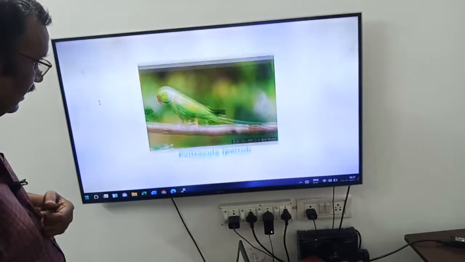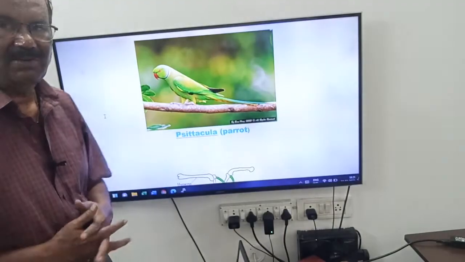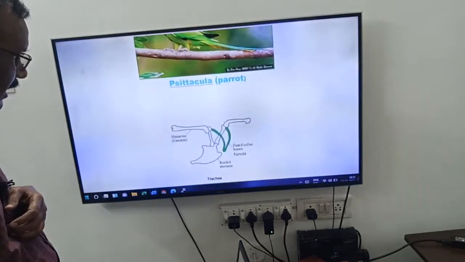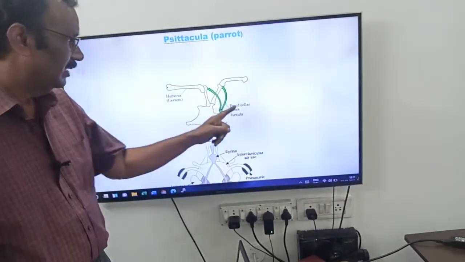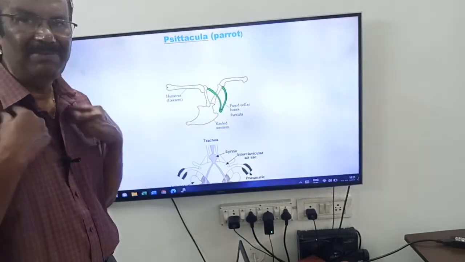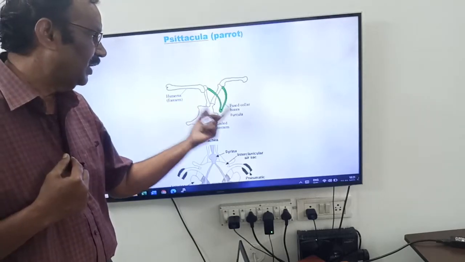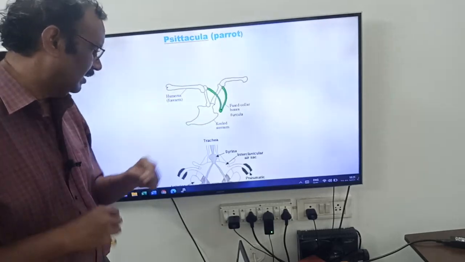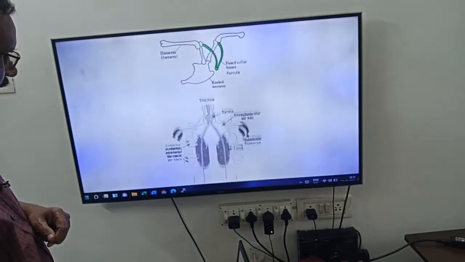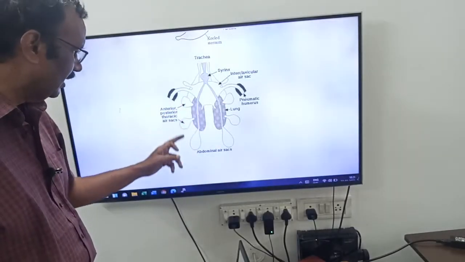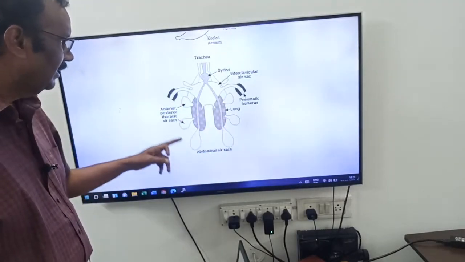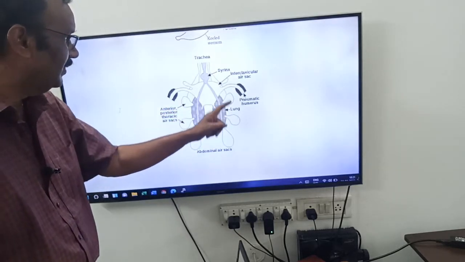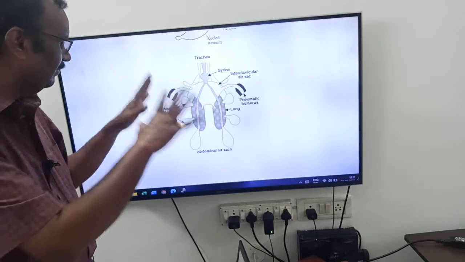See, friends, this is a parrot. Scientific name is Psittacula. These are flying birds. Now see, friends, this is the furcula, friends. Two clavicles fused to form the furcula. Next, see, friends, this is the keel or carina. Now here you see, friends, these are the lungs. Next, what are these, friends? These are the air sacs. These air sacs form what, friends? Pneumatic bones. See, friends, 1, 2, 3, 4, 5, 6, 7, 8, 9 we have, friends.